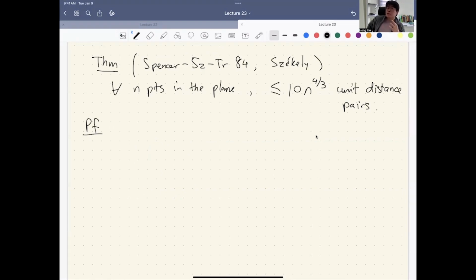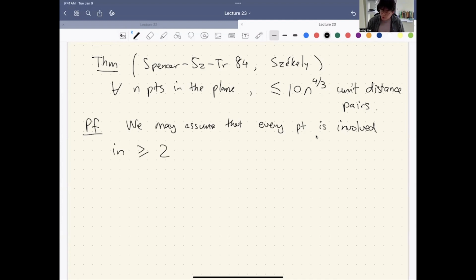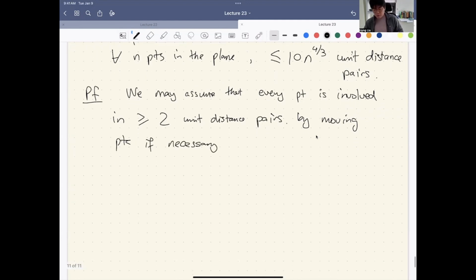So what we can do is we may assume that every point is involved in at least two unit distance pairs, by moving points if necessary. Okay, what do I mean by this?